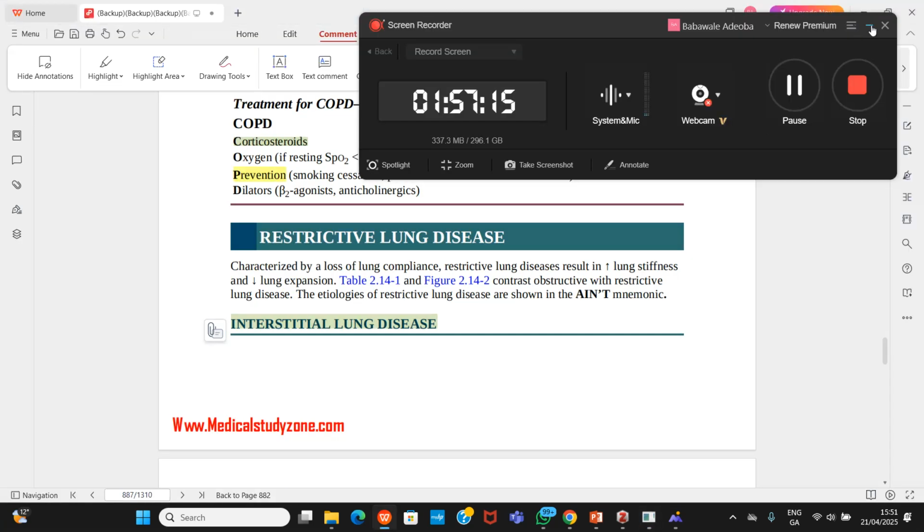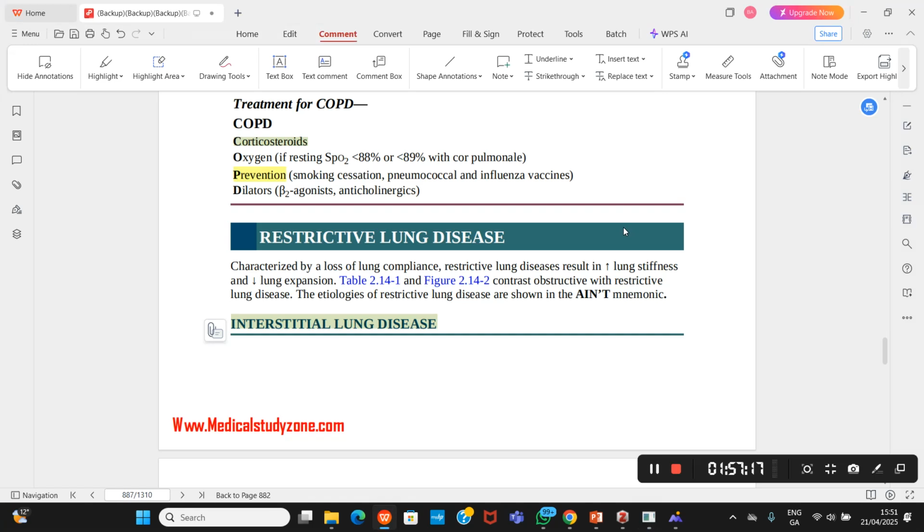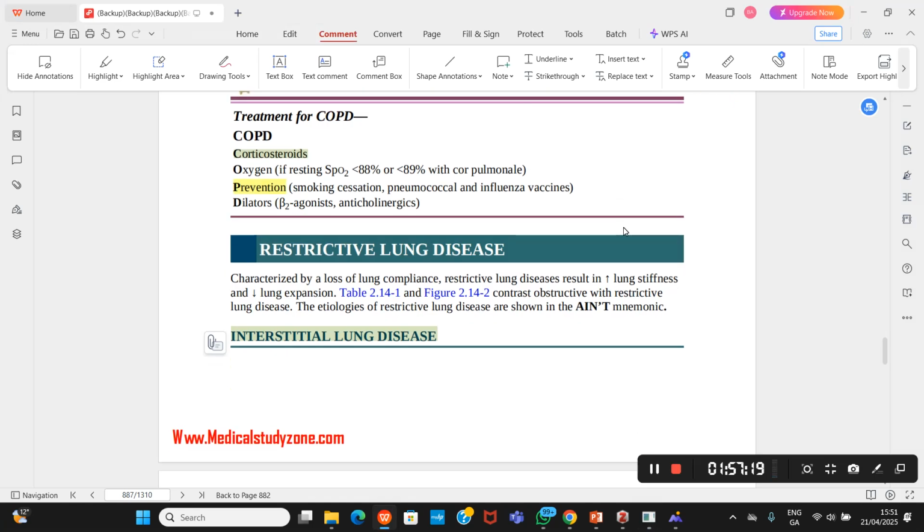Hello. So we would continue with restrictive lung disease. We know that restrictive lung diseases are usually characterized by loss of lung compliance. So the lungs find it very difficult to expand.